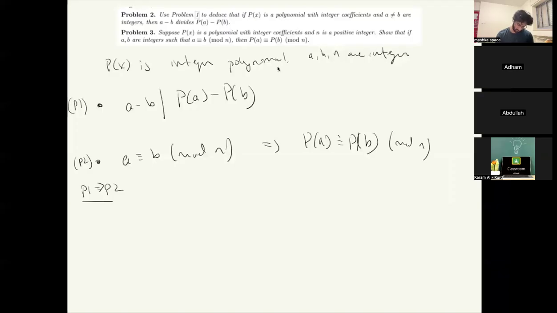Now what? We're taking this for granted, and then we're trying to prove this. So what's the point? If A is congruent to B mod n, then n divides A minus B. But we also know that A minus B divides P of A minus P of B, so it follows that n divides P of A minus P of B, and so P of A and P of B are congruent mod n. Okay, so that's the proof that property 2 follows from property 1. Make sense?